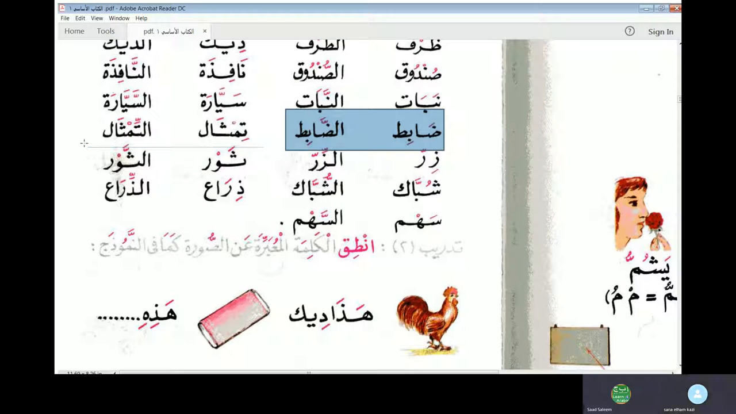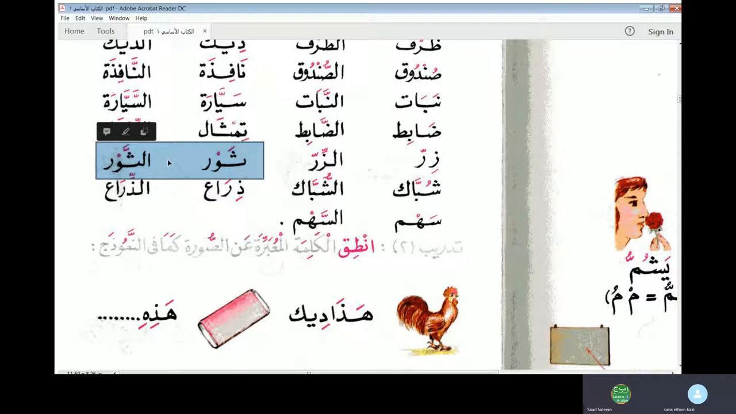Timthal, statue. At-timthal, the statue. Next is Zir. What is Zir? Zir is button. Button, and the button.